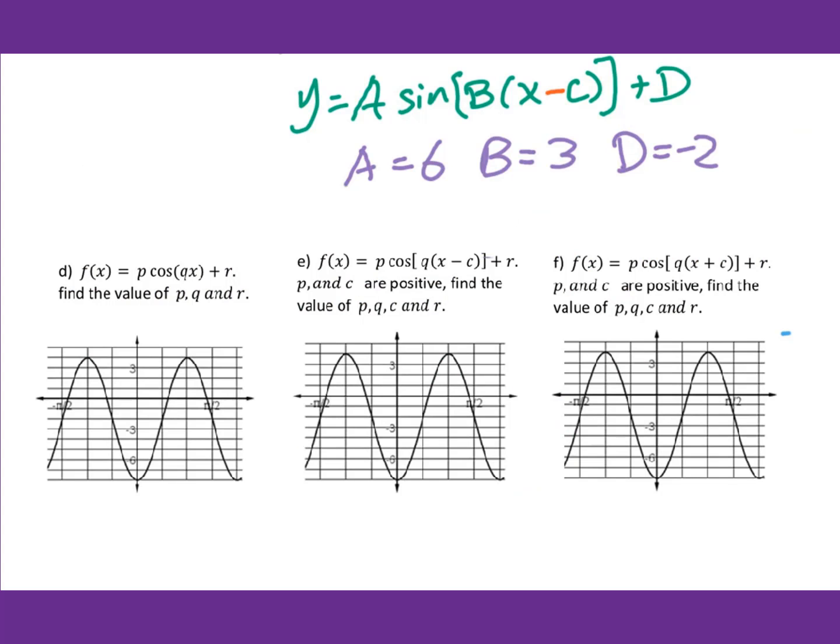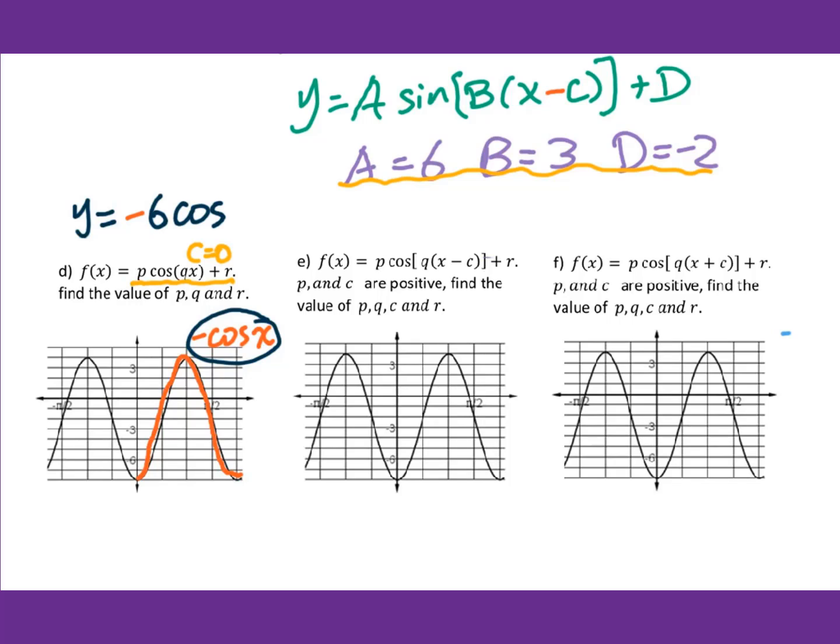Now let's go to D. Still, A, B, D won't change, only C changes. For this pattern, we know C equals 0, which means the starting point has to be on the y-axis. Let's draw this part. The pattern will be a negative cosine x pattern. Therefore, we can write down y equals negative, because this is a negative cosine pattern, 6 cosine 3x minus 2. Then compare these two patterns. We get P equals negative 6, Q equals 3, R equals negative 2.